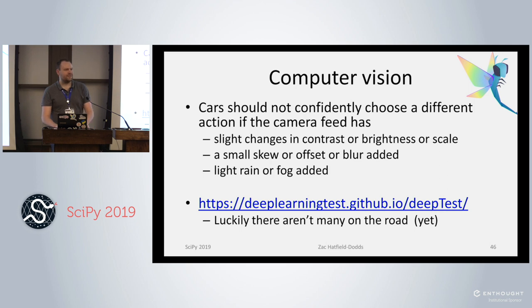Computer vision is another one. This is an incredibly complex domain, mapping video to objects, for example. But we can state a couple of properties, at least informally, like a self-driving car should not confidently choose a completely different course of action if there is a speck of dust on the camera lens, or a couple of raindrops, or if the camera is rotated by 2.5 degrees, or if there's light fog. If you go to this link, people have done those tests, and I, for one, am very glad that there are none of these things on the road in my hometown.